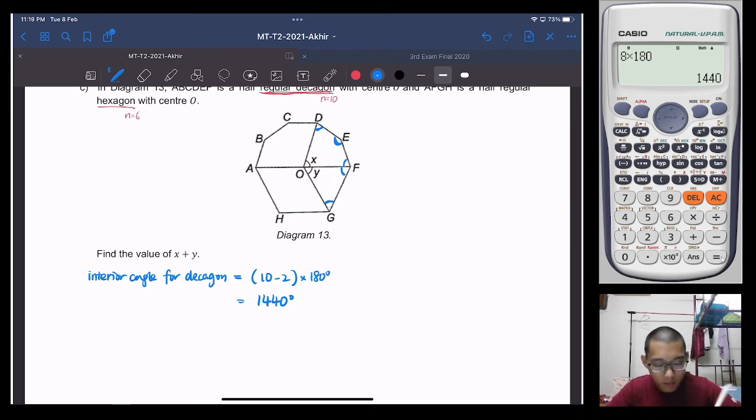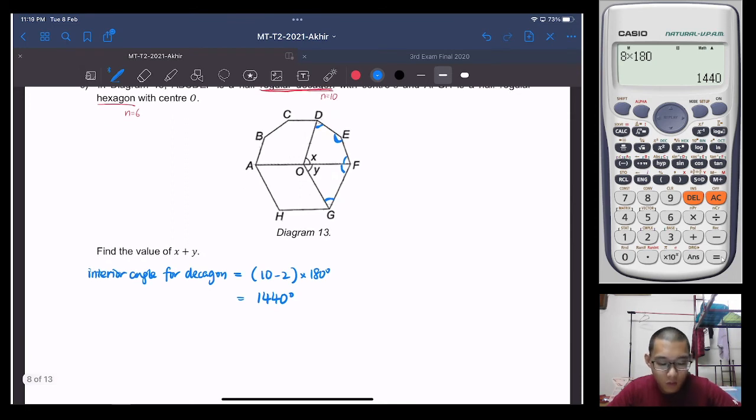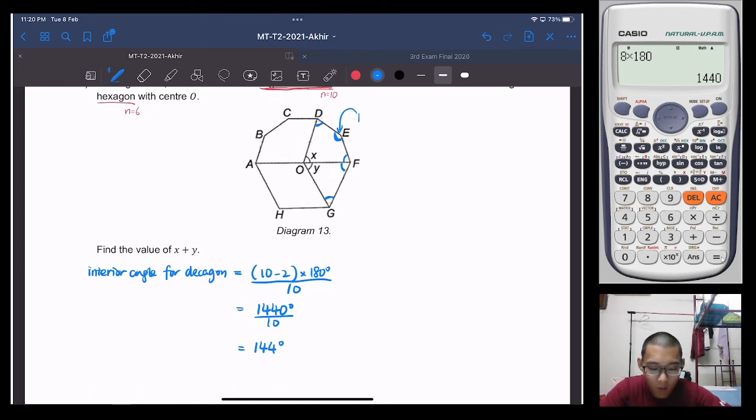Okay, so next, if we want to identify the value of x, the angle of x, sorry, I forget, I haven't completed yet. This one is the total interior angle. So if I want to find one interior angle we need to divide by 10, not 10 sides, 10 vertices. Okay, for 10 vertices, divided by 10, so for each vertex, the interior angle is 144.